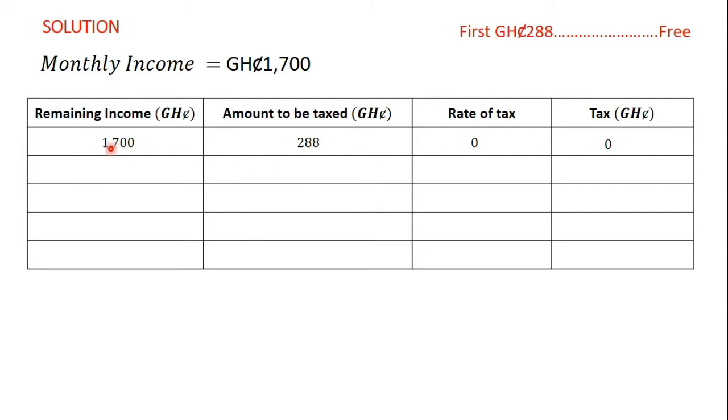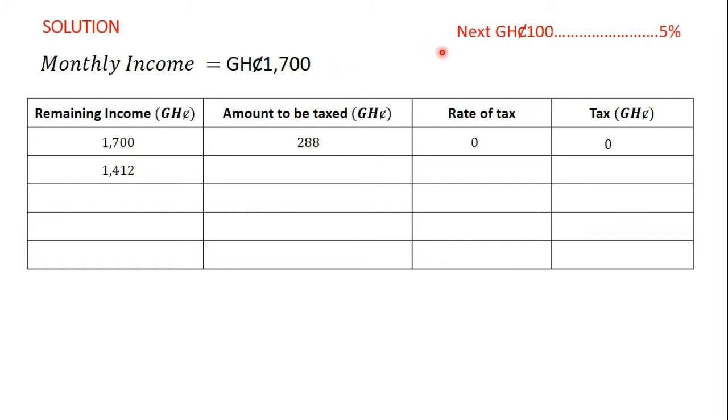But remember that the amount remaining was 1,700 Ghana cedis. And now we have calculated the tax on the first group, which is 288 Ghana cedis. So the amount remaining for the second group is going to be 1,700 Ghana cedis minus 288 Ghana cedis, which is 1,412 Ghana cedis.